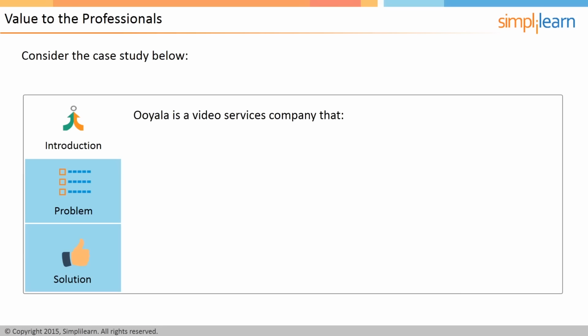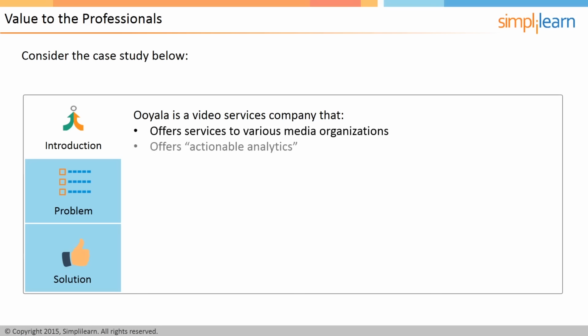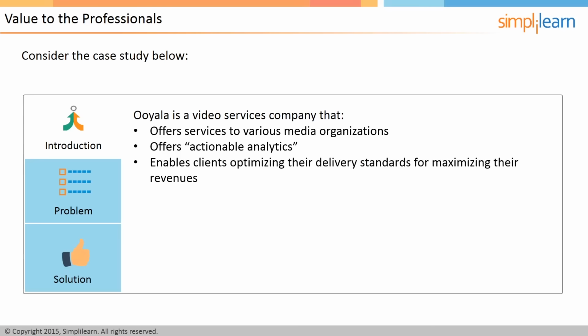Let's understand the value of Apache Spark and Scala to professionals with the help of this case study of Ooyala, which is a video services company based in San Francisco. It offers services to various media organizations including ESPN, Bloomberg, Yahoo Japan, and Telegraph Media Group. It offers actionable analytics that allow them to analyze in great detail the manner in which their video content is being consumed. It's also enabling them to optimize their delivery standards for maximizing their revenues.